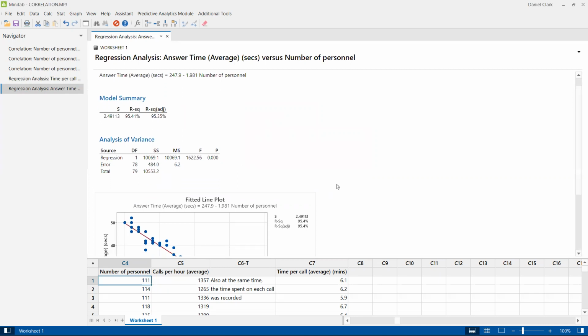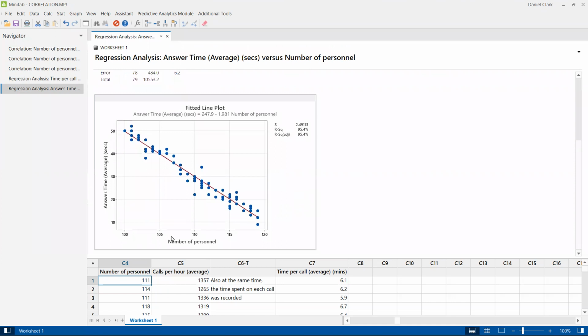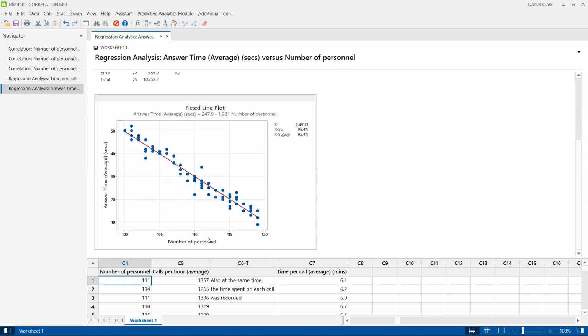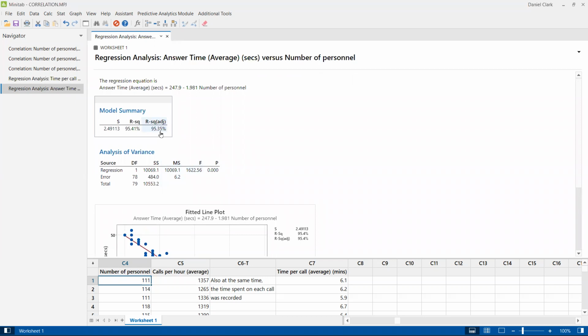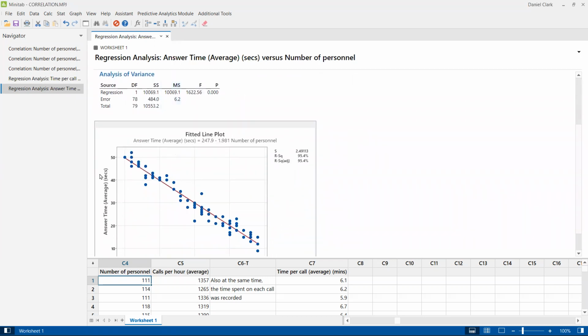Remember, we had a strong negative relationship. So as the number of personnel went up, the answer time went down. We have the same p-value, 0.00. So we know that we can reject the null hypothesis and conclude that there is a relationship. The R squared tells us that the number of personnel is strongly predictive of the answer time, or the time to answer for those calls.